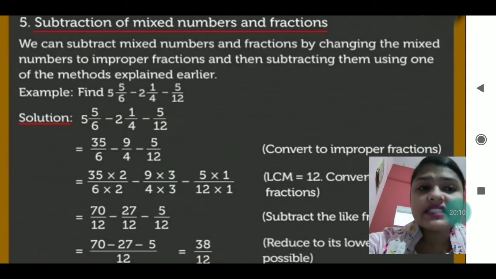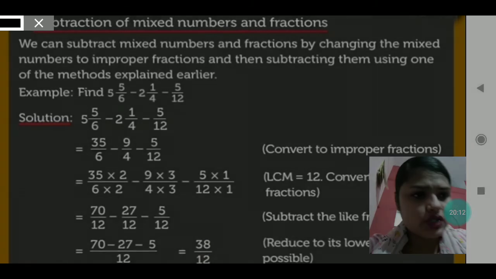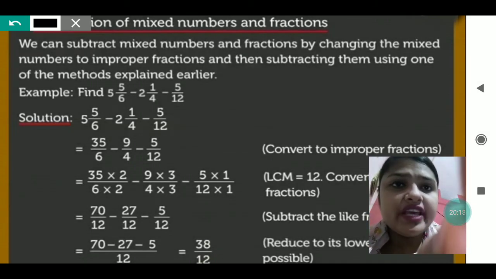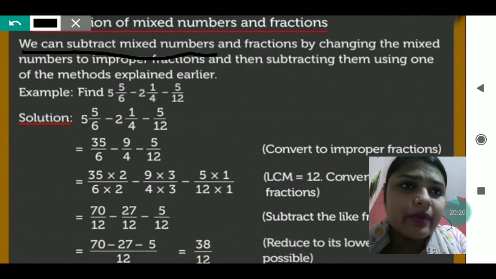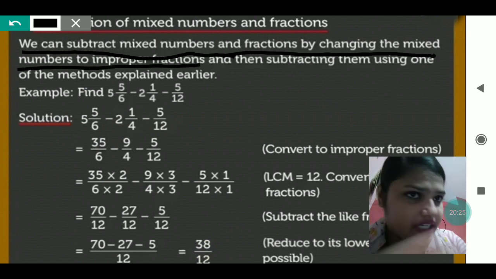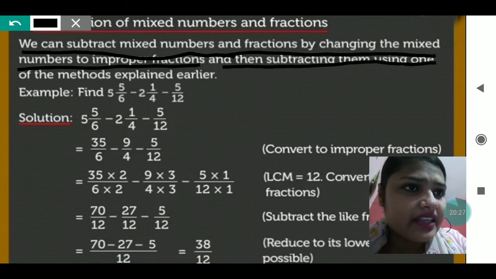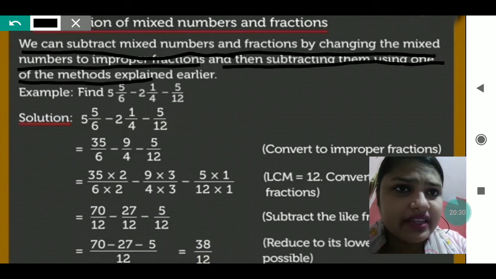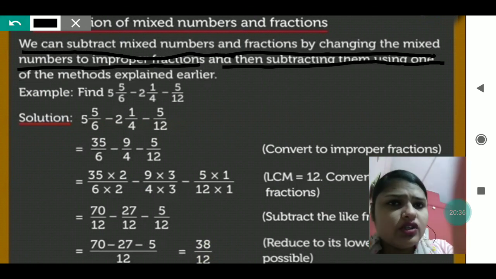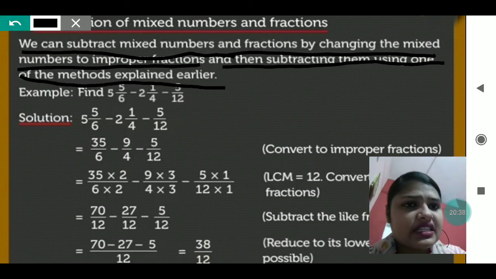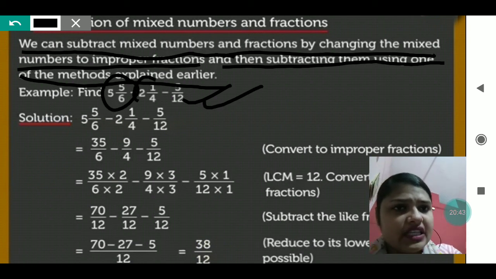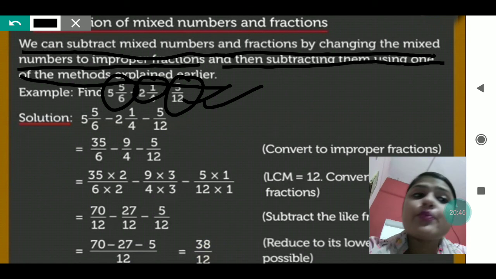Now just see what is written. Just go through it and read. Let's read together. It is written, my dear, we can subtract mixed numbers and fractions by changing the mixed numbers to improper fractions and then subtract them using one of the methods explained earlier. Any one of the methods you can use to do it. Now you can see this number is given in a mixed fraction, this is given in a mixed fraction, whereas this is given in a proper fraction.